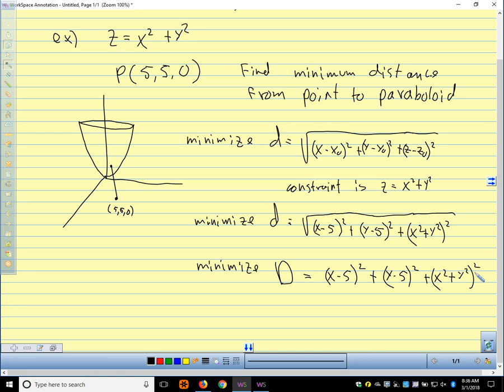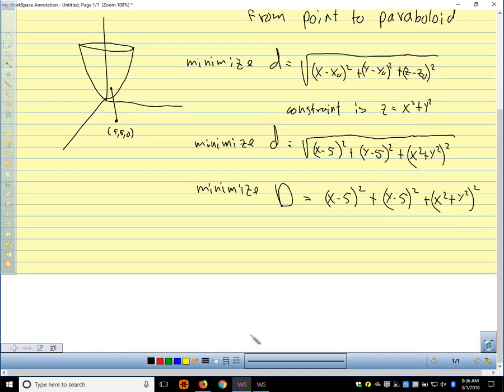All right, so that's what we're going to minimize. Let's take our partial derivatives and do our process. We're going to find our critical points. So d sub x, when I do my partial derivative, is 2(x minus 5) plus 4x times (x squared plus y squared). I'm going to write this first part in a slightly different form: 2x minus 10 plus 4x times (x squared plus y squared).